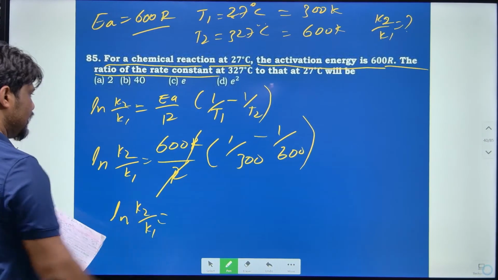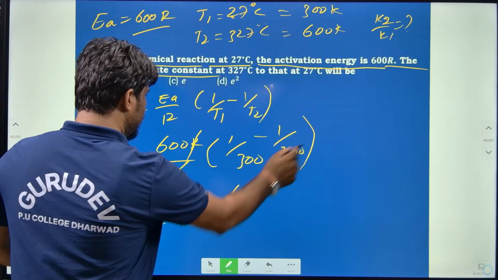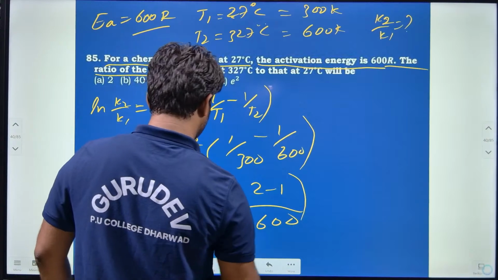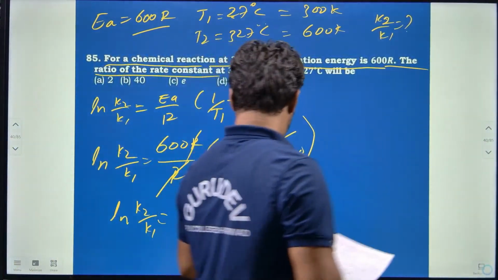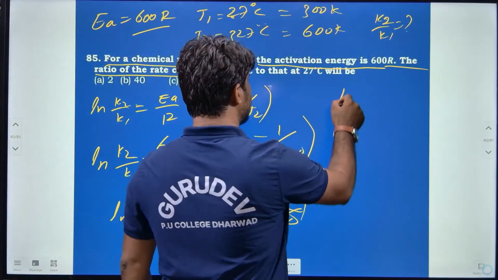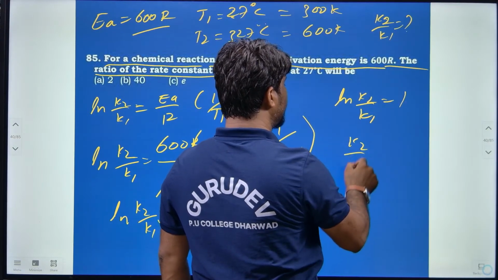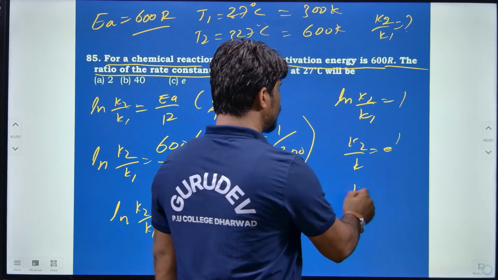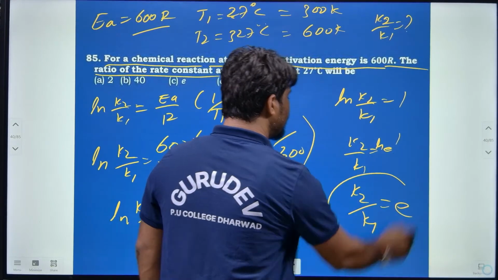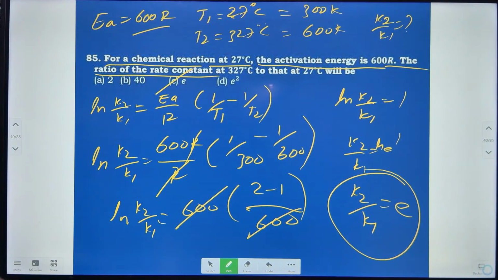ln of K2 by K1 is equal to, on further simplification, 600. Take the common factor 600 here, that is 2 minus 1. So do the simplification, 600 gets cancelled, and 2 minus 1 is 1. So ln of K2 by K1 is equal to 1. So K2 by K1 is equal to e to the power of 1, that is e. On removing ln, K2 is equal to e. So the right answer is C, that is e.